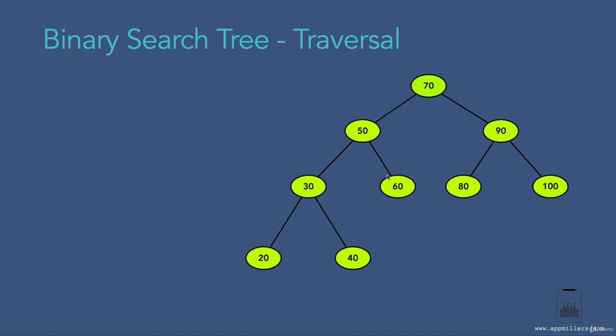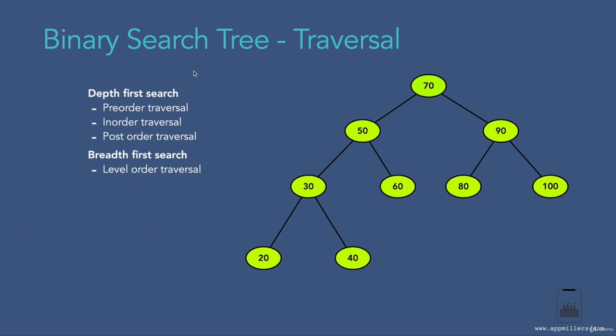So let's say we have a binary search tree like this and we want to traverse all nodes of this binary search tree. As I mentioned before, in this case we have 4 traversals. The first 3 belong to the depth first search, and the last one, which is level order traversal, belongs to the breadth first search. The first one is pre-order traversal, then in-order traversal, then post-order traversal, then at the end we have to traverse through these nodes using level order traversal. So let's get started with the first one.